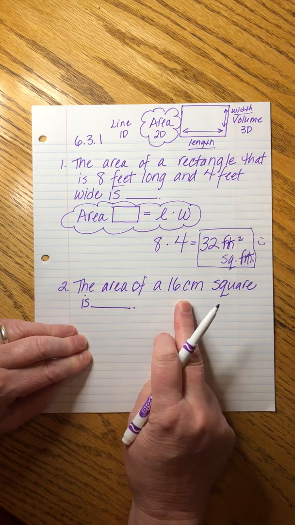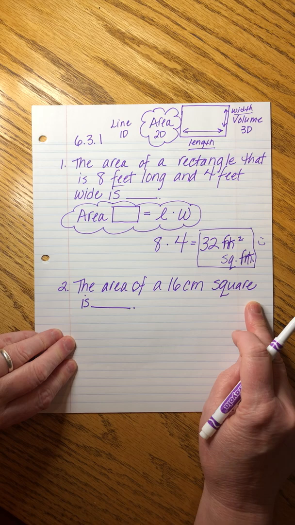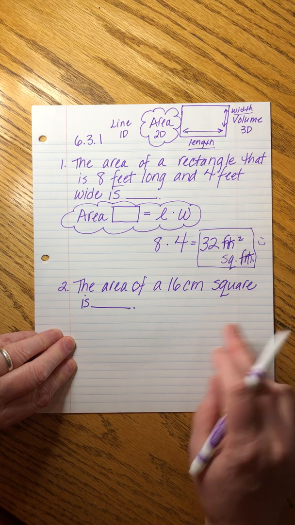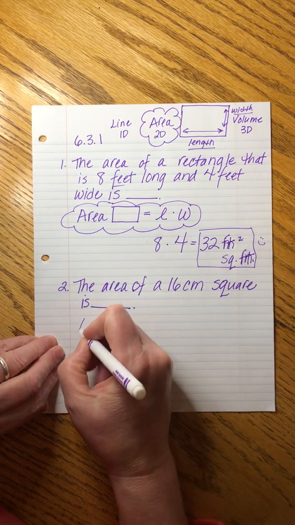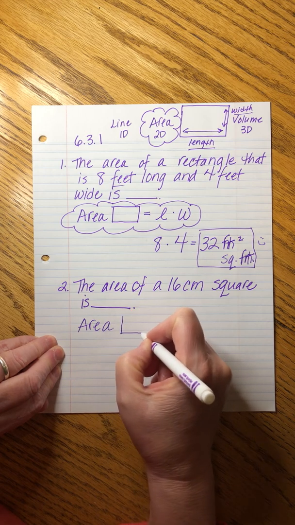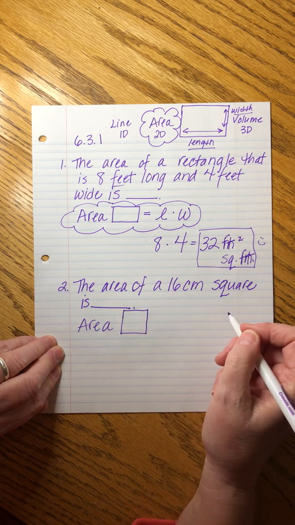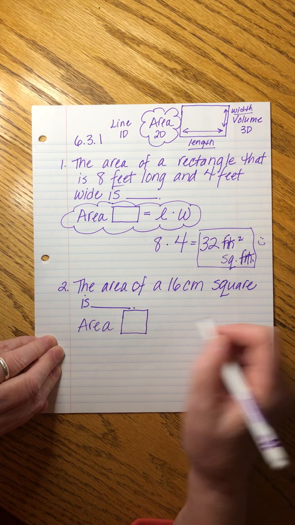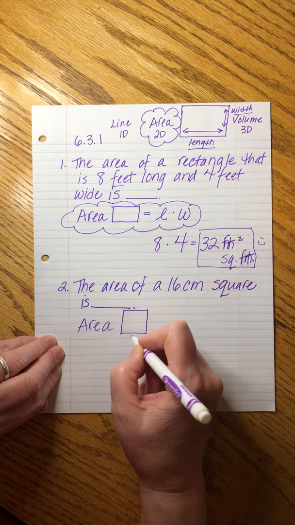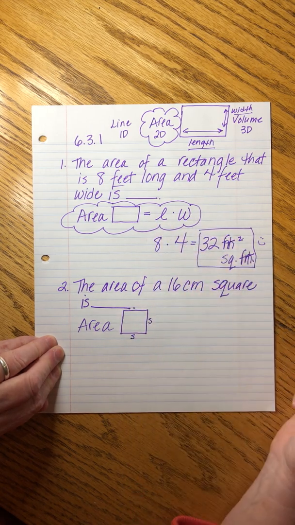The area of a 16 centimeter square is, okay, well now, wait a minute, this is confusing. Squares and rectangles, are they alike or are they different? Ah, they're kind of both. Let's look at the formula for the area of a square. Now a square has the same length on all four sides, right? So instead of calling them length and width, we just call them side and side.